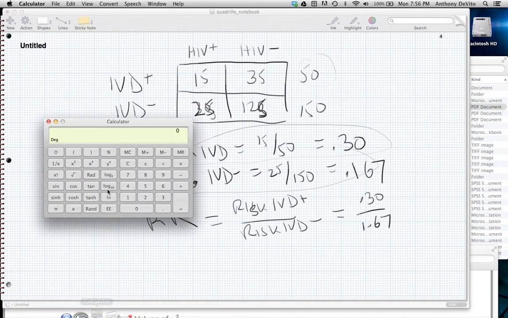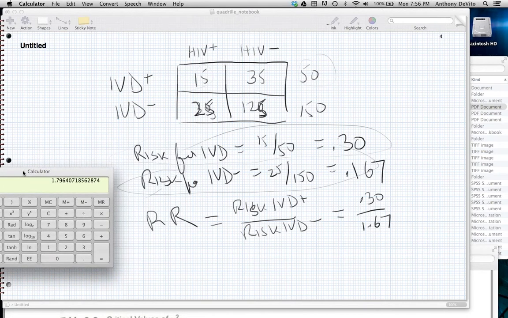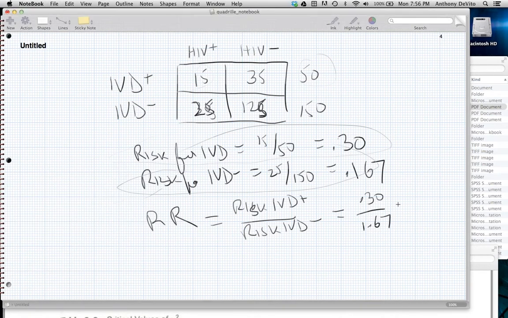Okay, I'm going to take my calculator out because I'm tired of waiting for you guys. 0.3 divided by 0.167. I got the decimal place wrong, I'll correct that. Okay, I'm going to call it 1.8. That's equal to 1.8. You're 1.8 times as likely to be HIV positive if you're an IV drug user in this population than if you're not an IV drug user.